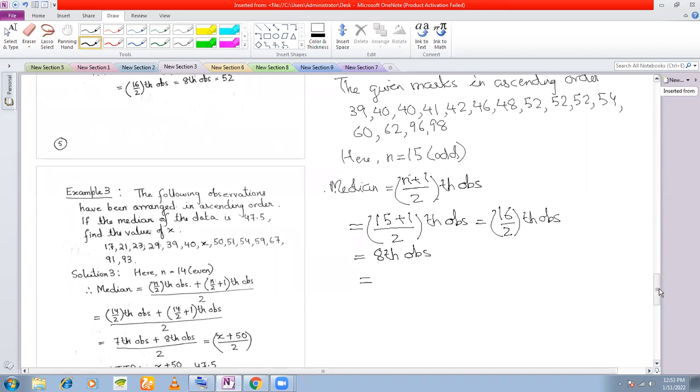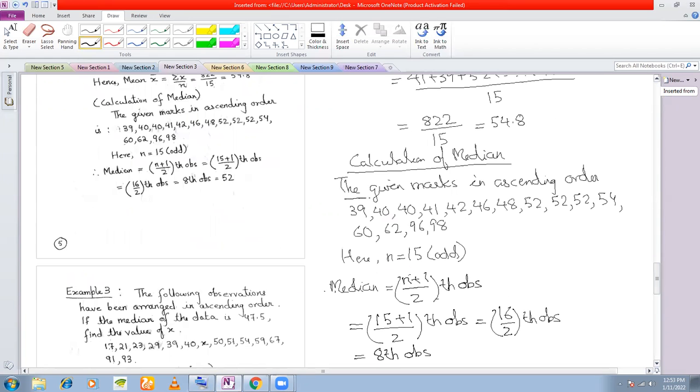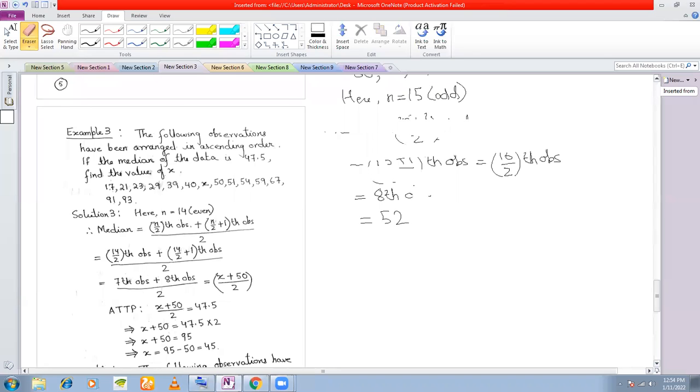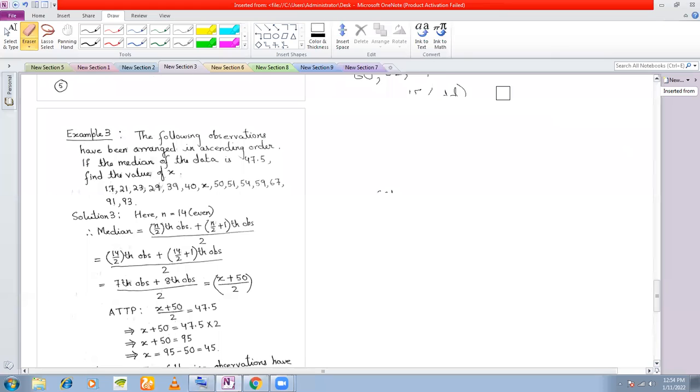And what is the eighth observation? Because you have arranged in ascending order, you start counting from here. First, second, third, fourth, fifth, sixth, seventh, and eighth. This is the eighth observation. So your median is 52. Okay. Any question till this part? No, sir. So this is easy enough, right? We'll see the next one.